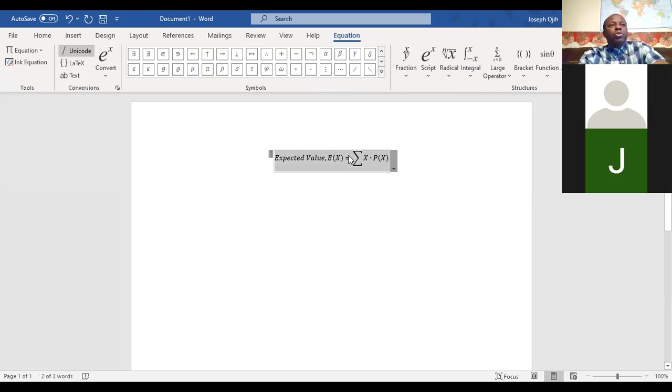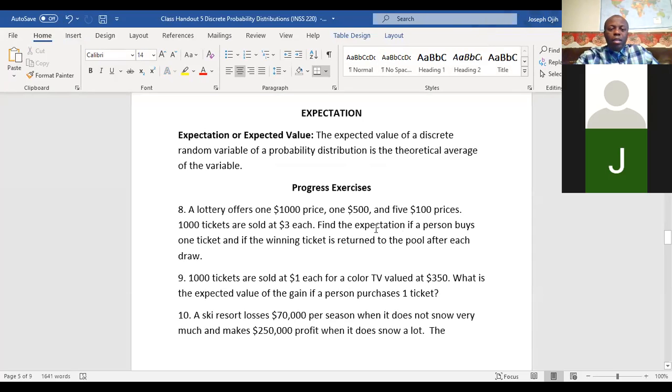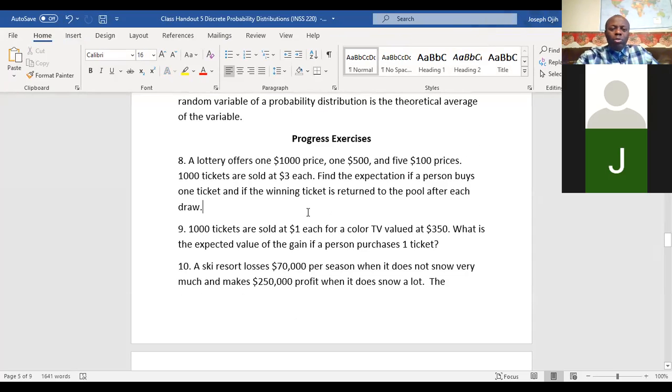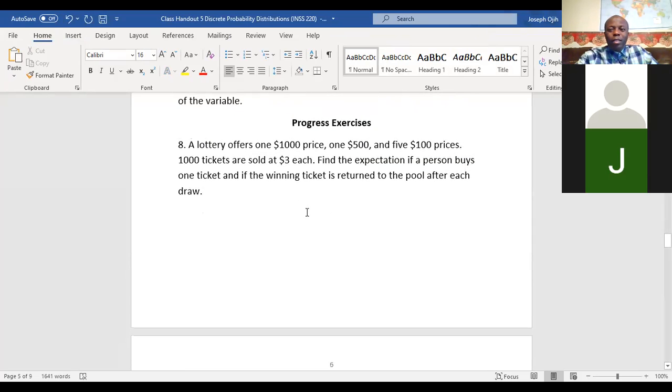I'm gonna use two examples to illustrate how to calculate it. Like I say, I usually like to use application problems so that we kill two birds with one stone. You learn how to calculate it and then learn how to apply it at the same time. I want to use lottery to explain because I know that a lot of people buy lottery and then try to predict it.